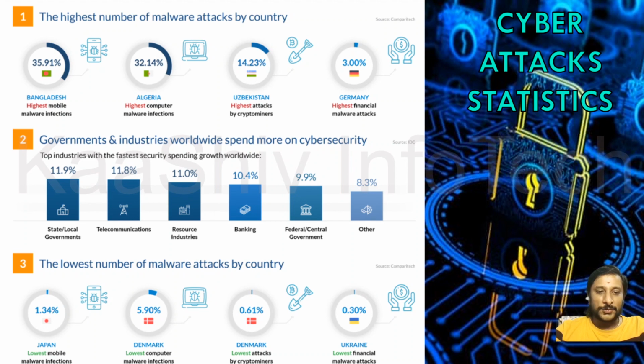Denmark has the lowest computer malware, and once again Denmark has the lowest attacks by crypto miners, and Ukraine is the lowest in financial malware attacks. Okay, these are the statistics we should know.